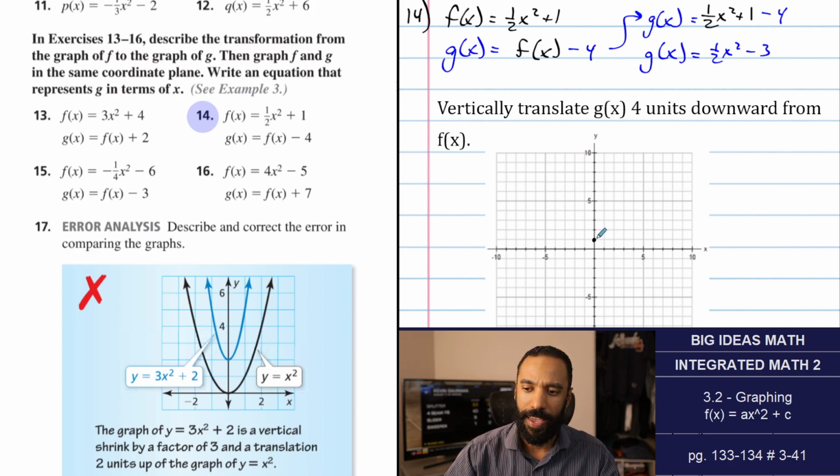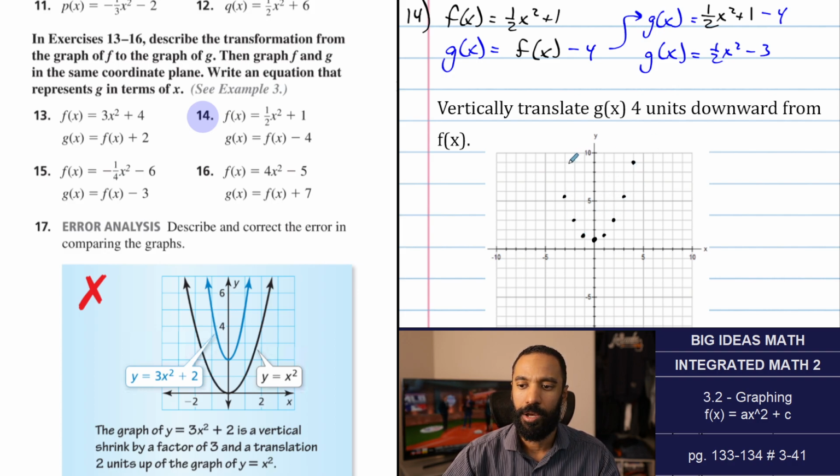So the original f of x would be 1/2 x squared plus 1. We start at 0, 1. We go over 1 up half of 1, over 2 up half of 4, over 3 up half of 9, and over 4 up half of 16. Half of 16 is 8. So we get a nice looking curve like this for black. Now the blue one, g of x, will look just like this, only 4 units lower. So I could literally do a copy-paste job.